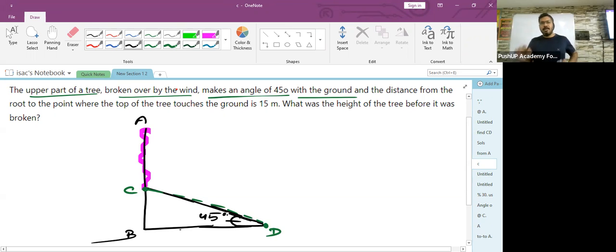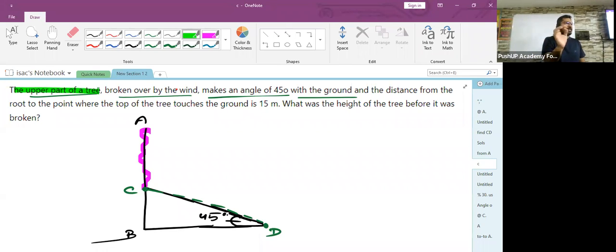45 degrees. I know you must not have clearly understood this part, so I'll repeat it. Read this question from the beginning. The upper part of a tree. AB is the whole tree, out of which the tree broke at point C. So AC is the upper portion of the tree and CB is the lower portion. Do you all understand that? AC is the upper portion and CB is the lower portion.